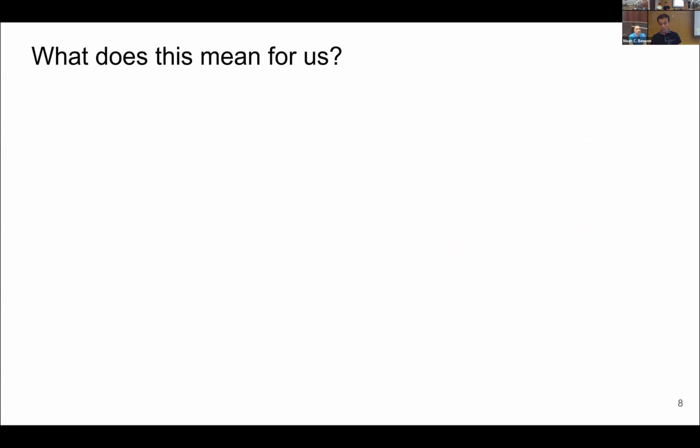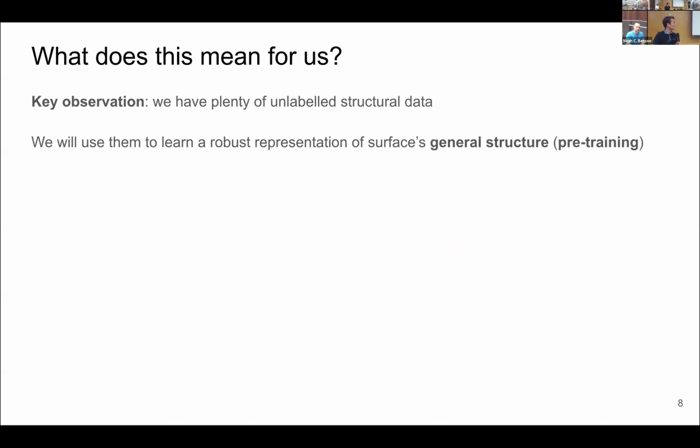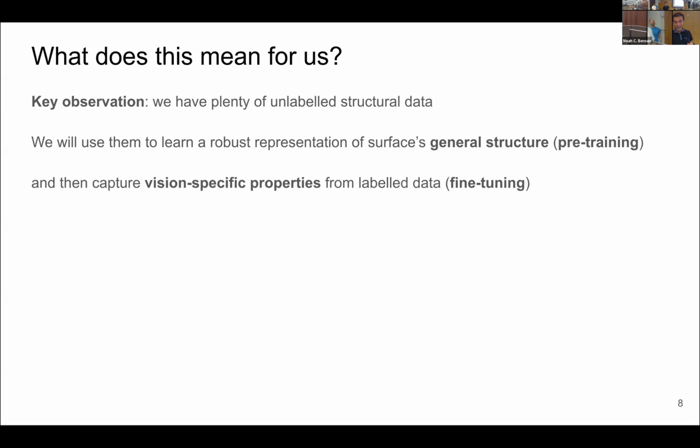Thank you. Specifically, in this case, the key observation to understand self-supervised learning is that we have a lot of unlabeled structural data, so good quality data for which we don't have a retinotopic map. So the idea is to use them to learn general structure of the surface that basically contains some sort of general properties that are not related to vision. And this happens during the pre-training step. During the pre-training step, we really aim for a general representation of the surface that is later fine-tuned by incorporating vision-specific properties from labeled data during the fine-tuning step.